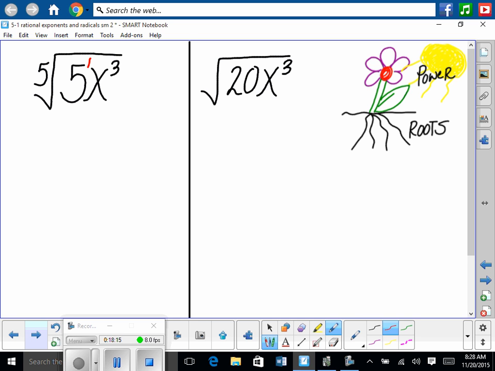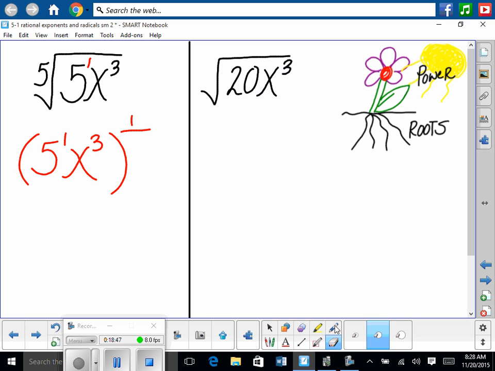Okay. So we are going to say 5 to the first power, right? X to the third power. And aren't they both under the same root? So we're going to put them under parentheses, under the same root. So 1 over 3. The root's got to go on bottom, right? If I put the 3 up here, would it have been a cube root? No. So do you understand why I put the 3 on bottom? Because it's a fifth root, so roots go on bottom.